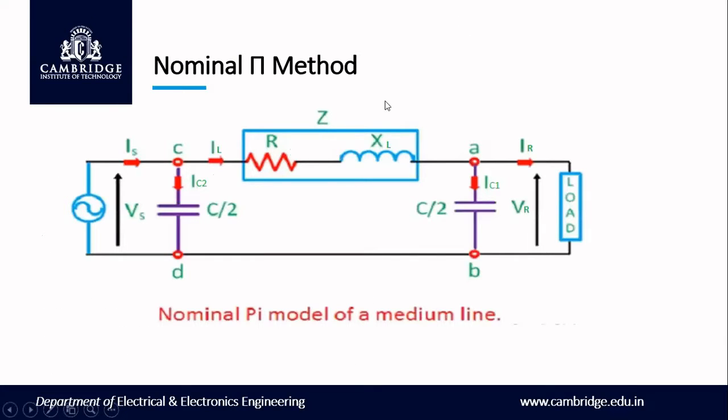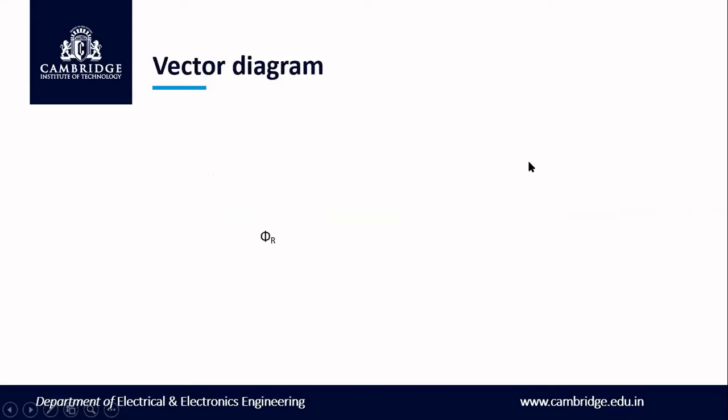When we consider the circuit diagram, we should first start from the receiving end side. Here also the load is assumed to be inductive. Consider VR as the reference. With respect to VR, we are going to draw the current IR. So draw the phasor VR. Since inductive load has a lagging power factor, next draw the current IR, lagging by an angle of phi r.